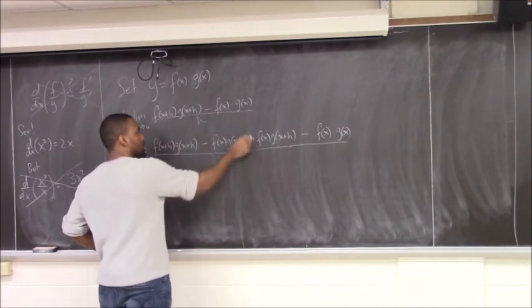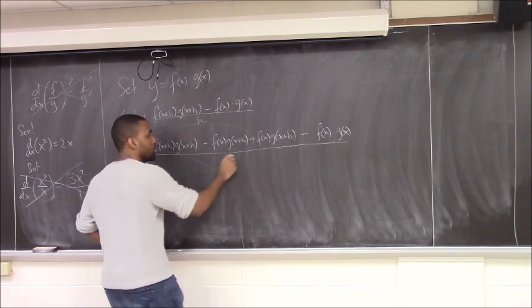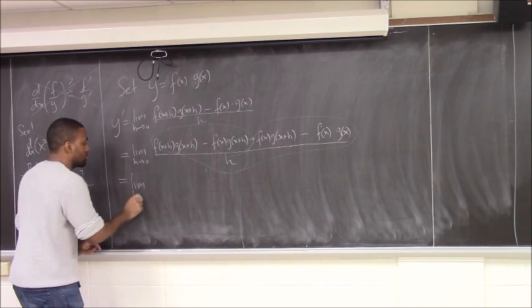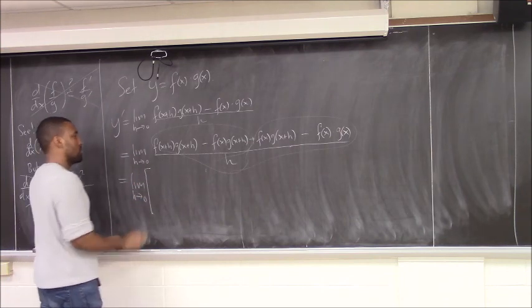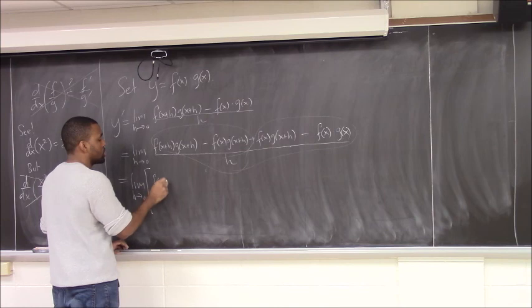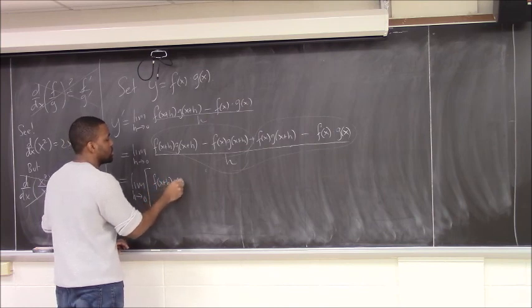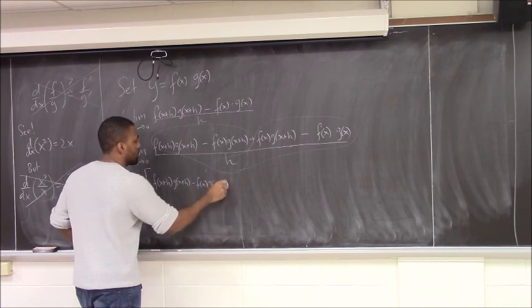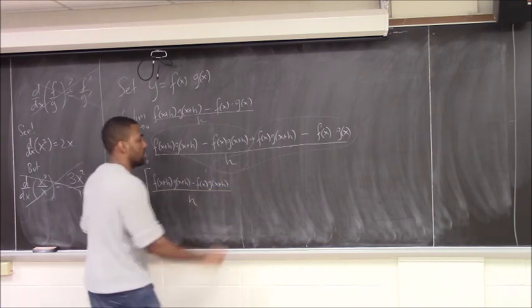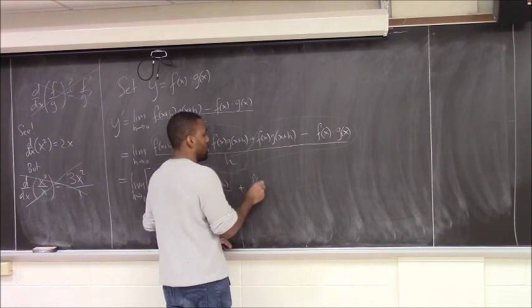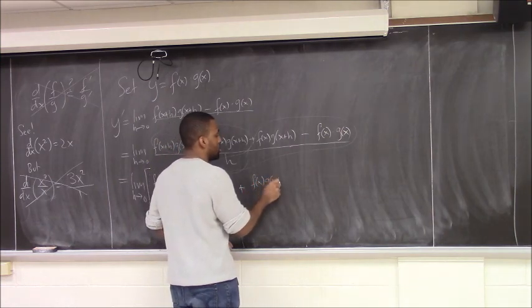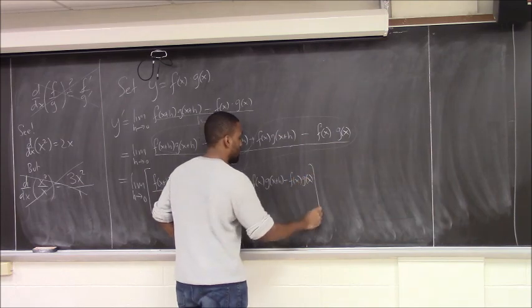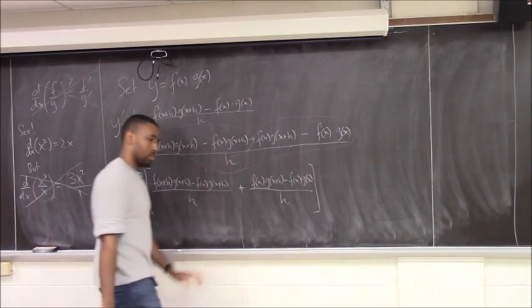I can now split this into two fractions. So this would be f of x plus h, g of x plus h, minus f of x times g of x plus h, over h, plus f of x times g of x plus h, minus f of x, g of x, over h.